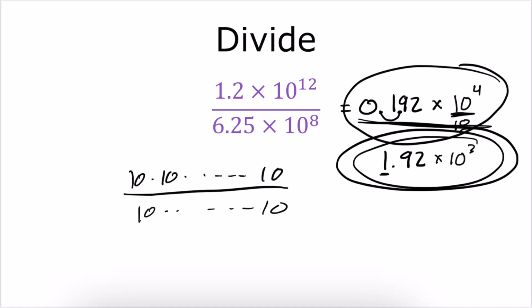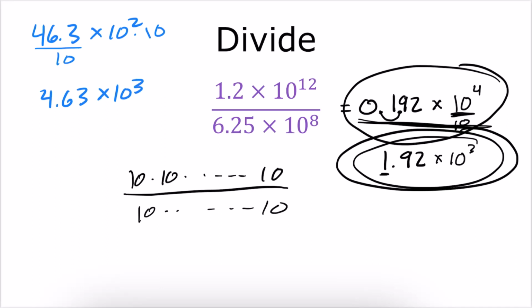You can also use the same process if you have multiple digits before the decimal point. For example, if you got an answer like 46.3 times 10 squared, you could divide this by 10 and multiply the other by 10 to give you 4.63 times 10 to the 3rd. This one would be in scientific notation, but the original one would not, because you have two digits before the decimal point. So that's how you work with scientific notation. If you have any questions, let me know, and I hope you guys have a great day.